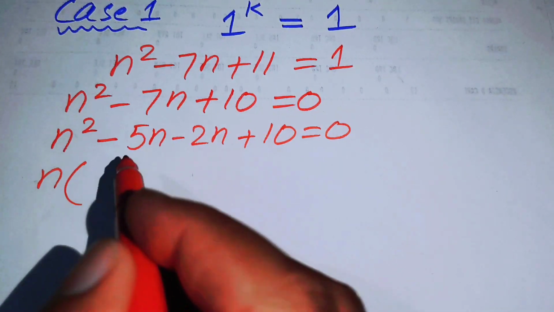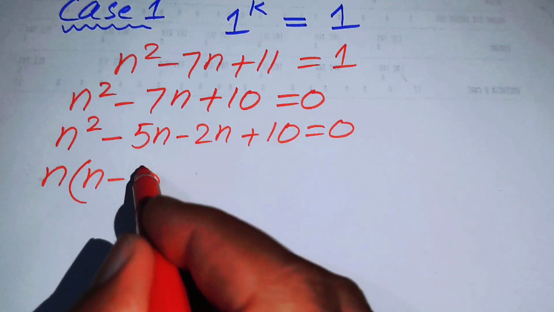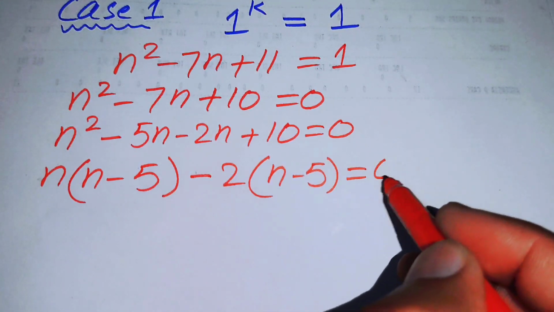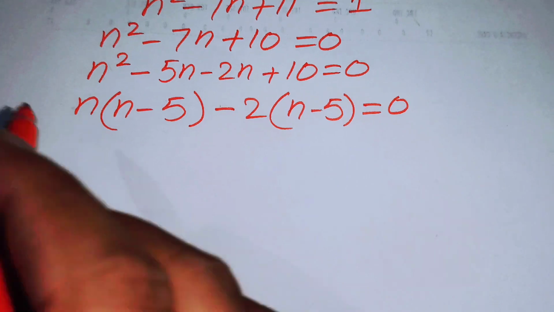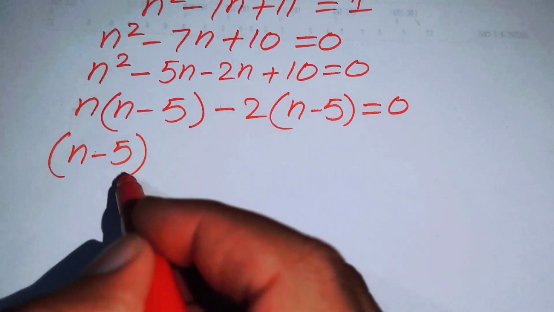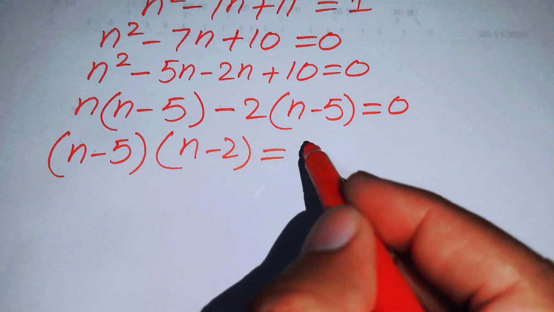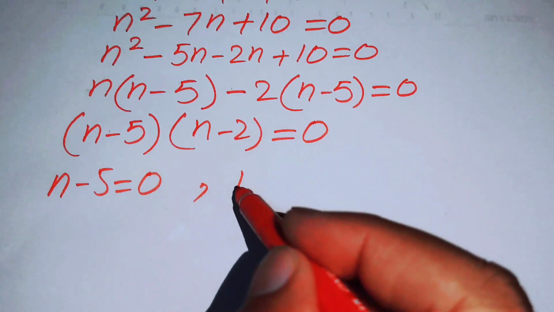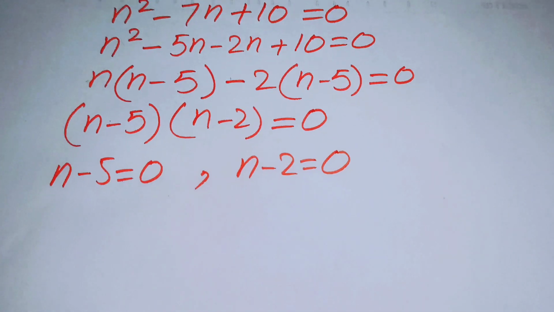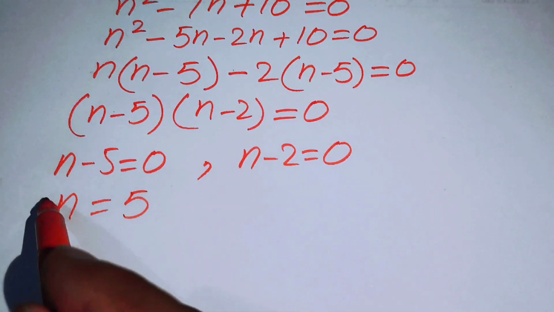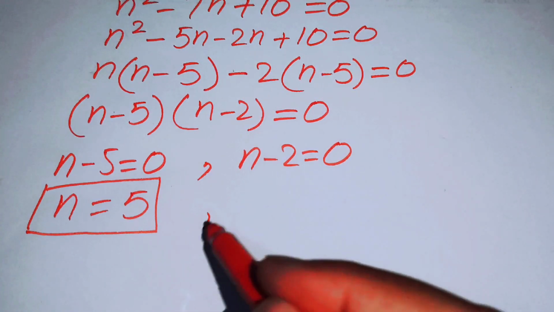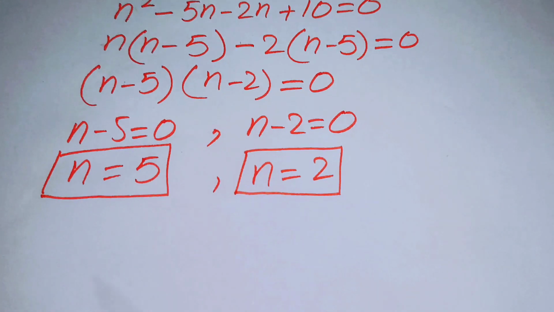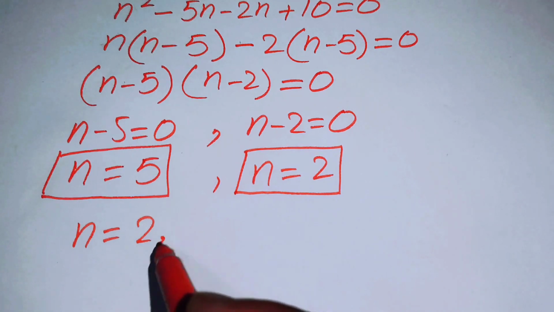Here we take common n from the first two terms and you get n minus 5, and we take common minus 2 and you get n minus 5 is equal to 0. Now we take common n minus 5 and you get n minus 2 is equal to 0. So here we have two cases. The first is n minus 5 is equal to 0 and the second is n minus 2 is equal to 0. So you get n is equal to 5 and n is equal to 2. So in case 1 we find two values of n, these are 2 and 5.